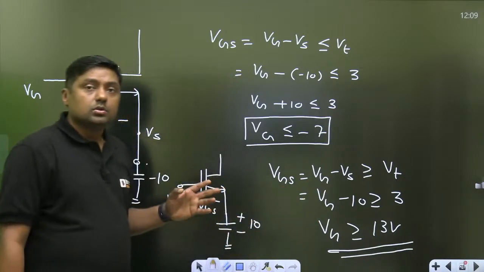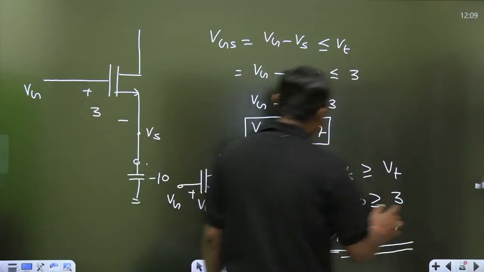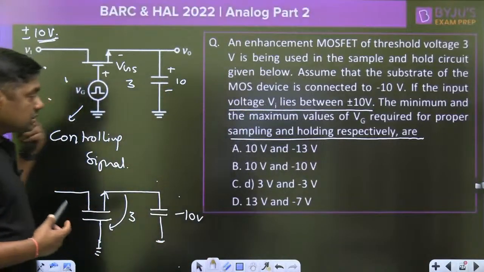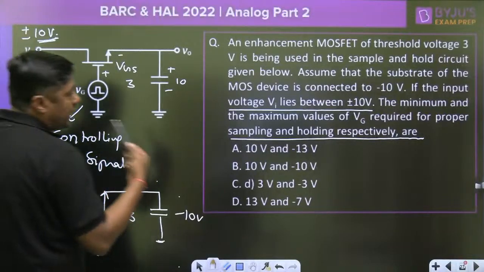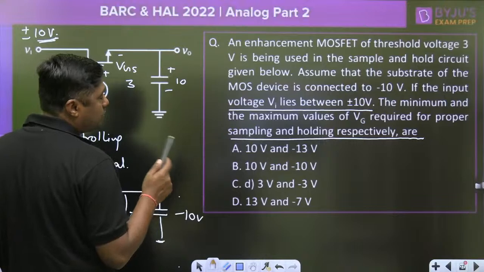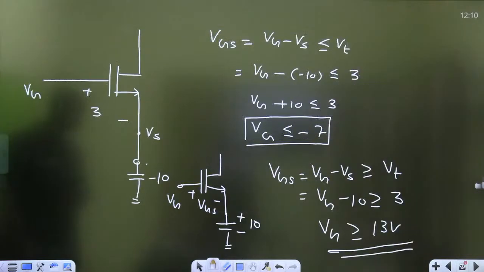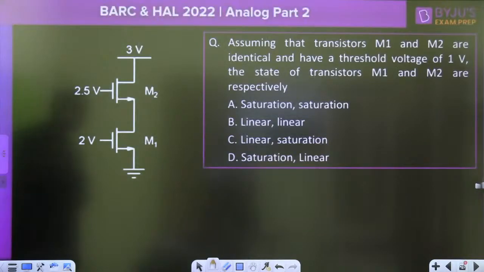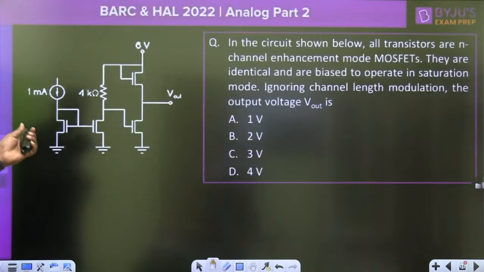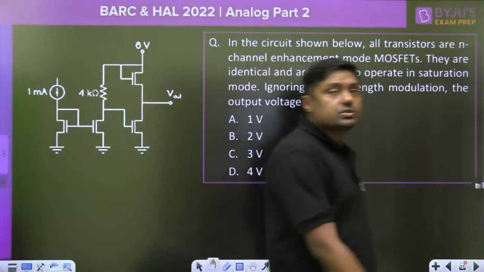Okay, so that is the question. Now the last one. 13 is required so that the switch will be on. The minimum and the maximum values of VG required for the proper sampling and holding respectively. And then the second thing, assuming that the transistor, what is the answer for this question?